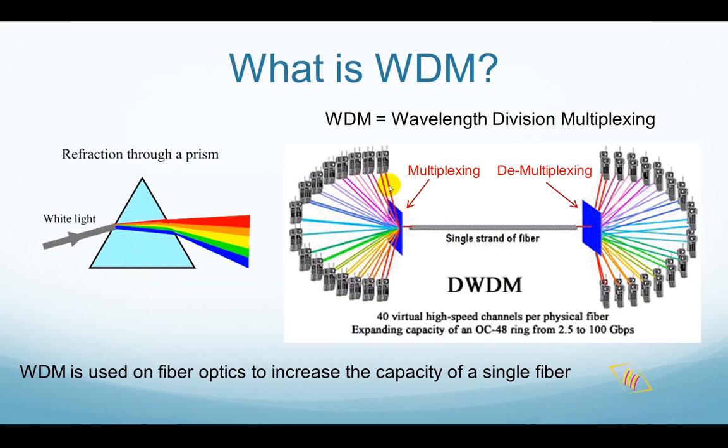As shown in the right side picture, in a WDM system, many different colored lights are combined by a WDM multiplexing device and put into a single strand of fiber. Each color is called a channel. On the receiving side, each color is separated into its own channel by a WDM de-multiplexing device. It shows that a single fiber's capacity is increased by 40 times with the 40-channel WDM.